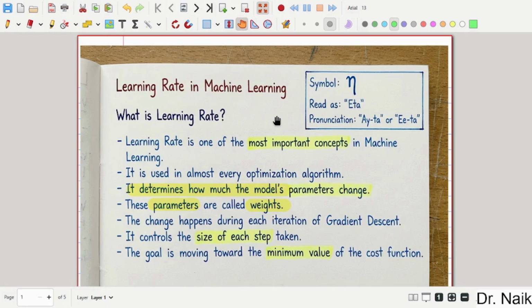Today we will learn about learning rate in more detail. Learning rate is used in almost every optimization algorithm. It determines how much the model's parameters change. Model's parameters means weights, so learning rate determines how much the weight changes during each iteration.